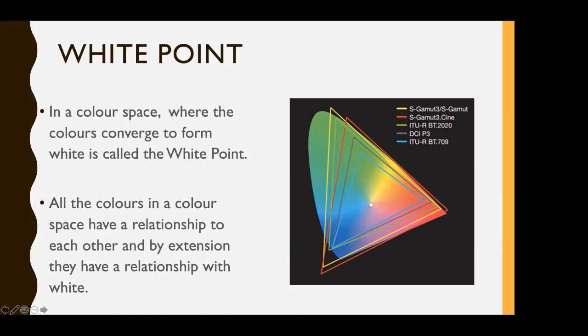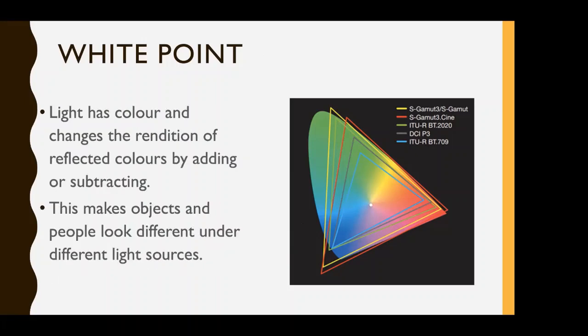So what's the point of this? The point of this is that all colors in a color space have a relationship to each other, of course, because it's an RGB system. And by extension, they have a relationship with white, because white is the combination of all three primaries, right? Remembering too that light has color and it changes the rendition.